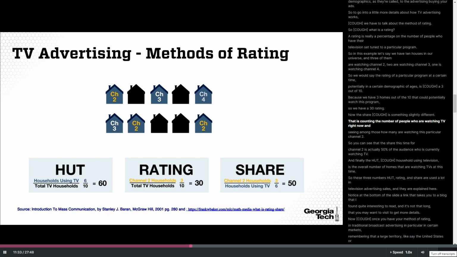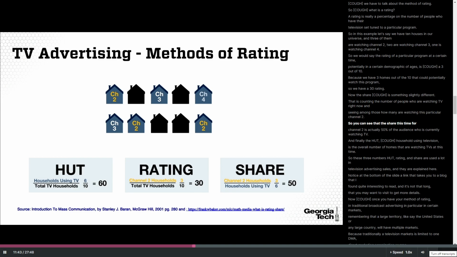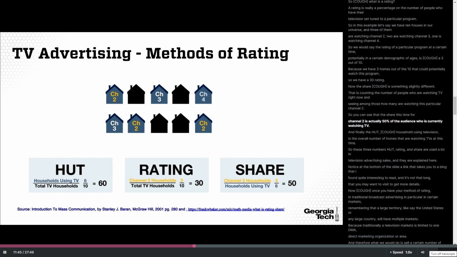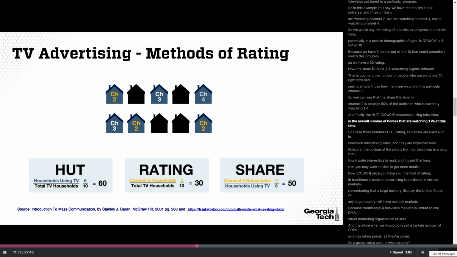That is counting the number of people who are watching TV right now and seeing among those how many are watching this particular channel 2. So you can see that the share at this time for channel 2 is actually 50% of the audience who is currently watching TV. And finally, the HUT, household using television, is the overall number of homes that are watching TV at this time.